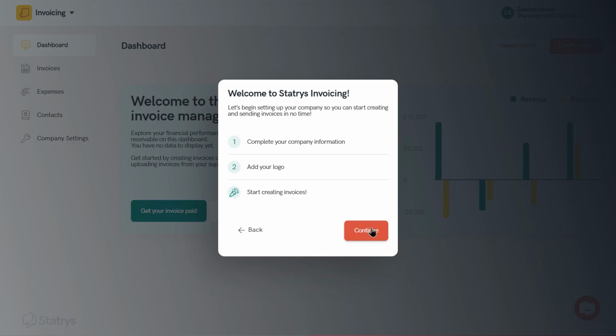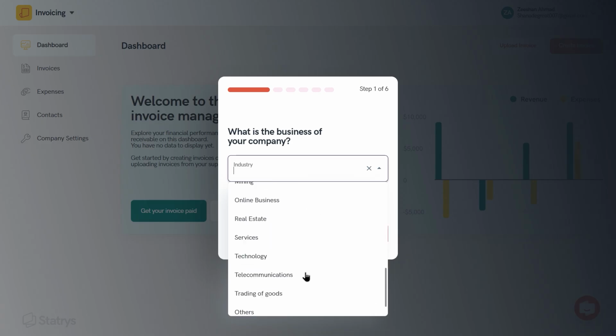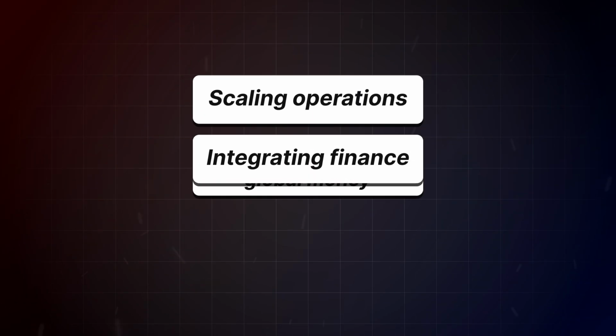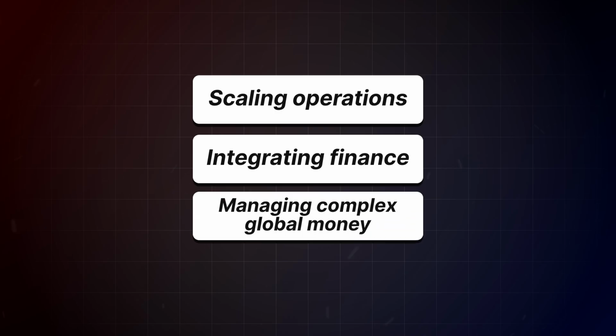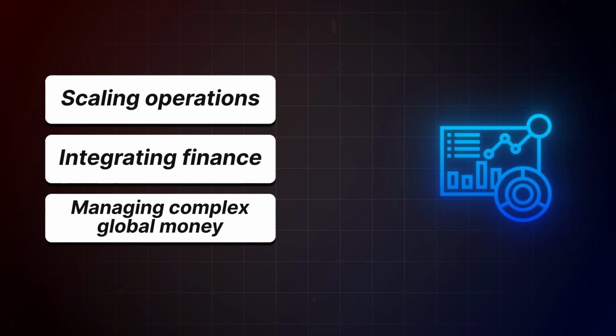So I think this is the key difference here. If your priority is simple, personalized service for your SME with a quick start, then Statrys has the clear appeal here. But if your vision involves scaling operations, integrating finance into your tech stack, and managing complex global money flows from one dashboard, then Airwallex's approach is far more powerful and future-proof.